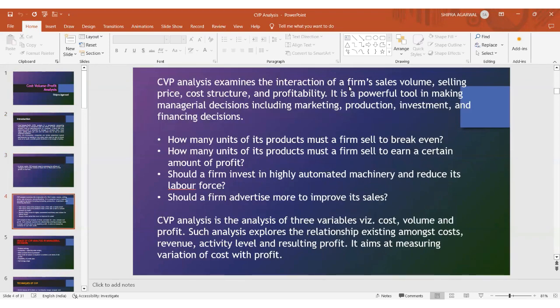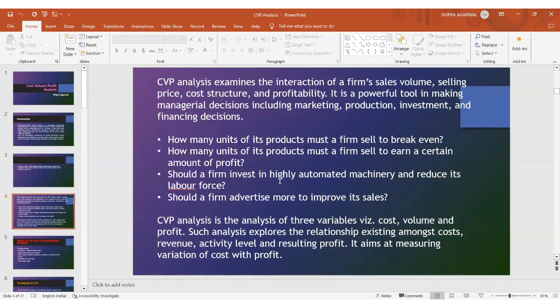So whenever we are talking about the CVP analysis, it will examine the interaction of the firm's sales volume, selling price, cost structure, and profitability, and it helps us in taking certain decisions. Now the question arises, what exact decisions can it take? Like how many units of its products must a firm sell to break even? That means they want to know their break-even point. How many units of its products must a firm sell to earn a particular amount of profit? That means you have a target profit in mind and how many units are required for that.